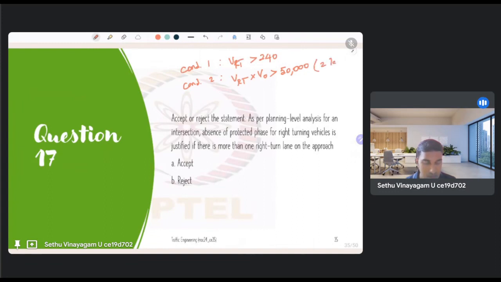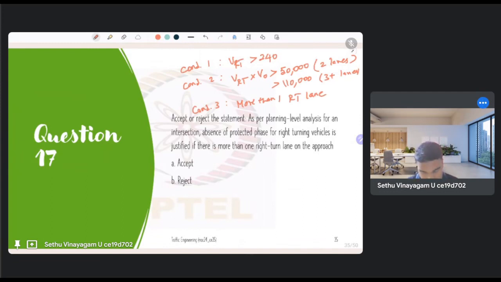This is for the condition where you have 2 lanes, right? If you have 3 or more lanes, then this right side will become 110,000. So this is dependent on the number of lanes that are present. So that is for condition 2. The third condition depends on the number of right turning lanes. If there is more than one right turning lane, then also we have to provide a protected phase for the right turning movement.